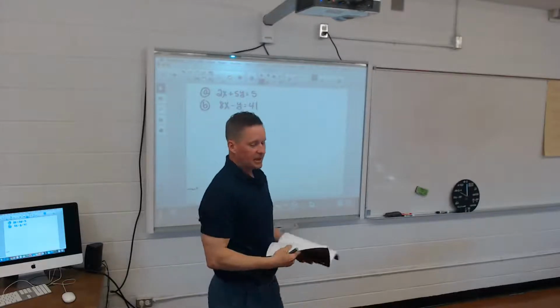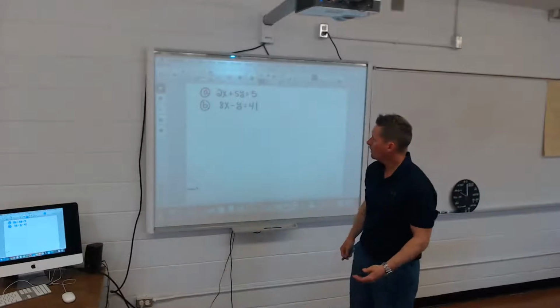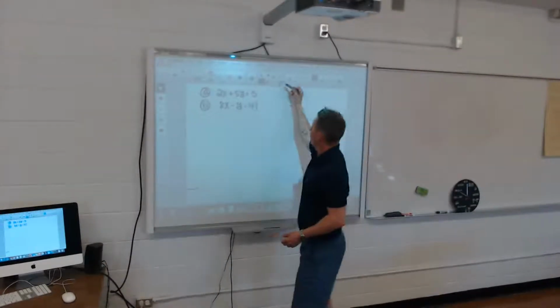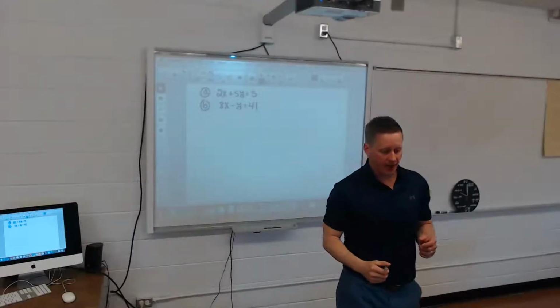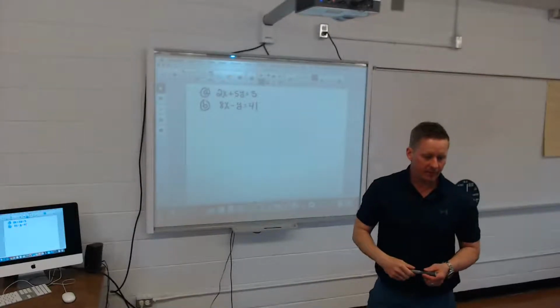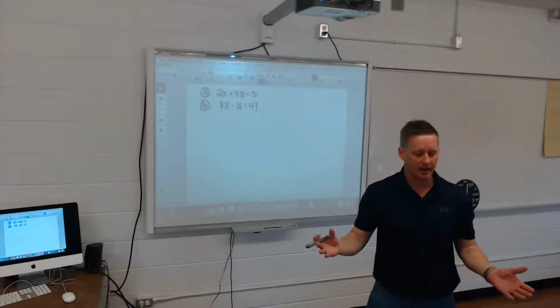Okay, so I'm using the substitution method. That was the one that was asked of you, right? So the one thing I want to look for in the substitution method is if any of the variables have a coefficient of 1 or -1 in front of them, because then it's the one that I want to isolate.